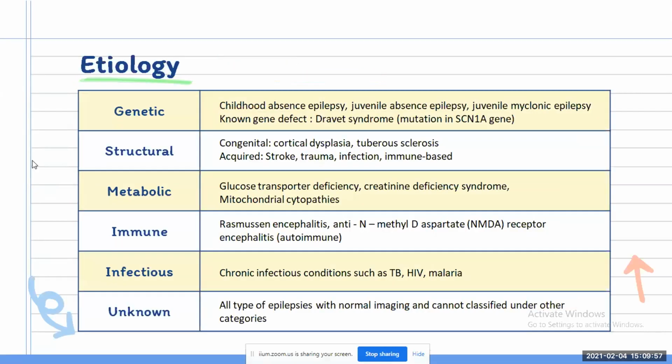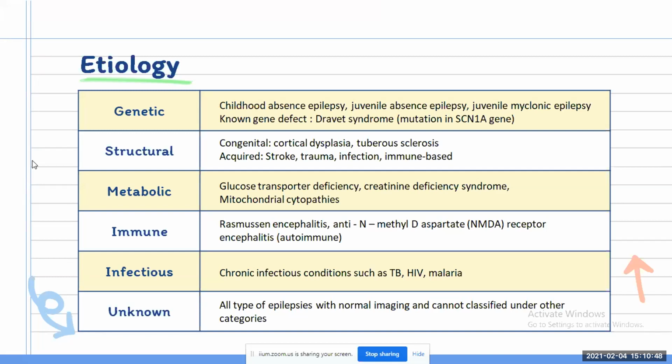Okay, so for the etiology, there are lots of causes that can contribute to epilepsy. Briefly, it can be genetic, like the known gene defect in Dravet syndrome, which is a mutation in the SCN1A gene, or structural, whether congenital, like in cortical dysplasia and tuberous sclerosis, or acquired, like when the patient has stroke, trauma or infection. For the metabolic, we see glucose transporter deficiency and mitochondrial cytopathies, or immune or infectious causes that have chronic infectious conditions, like TB, HIV or malaria, or it can simply be due to unknown causes.